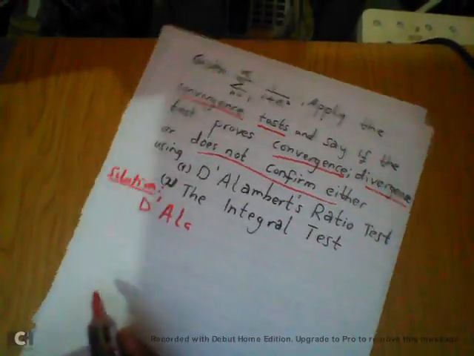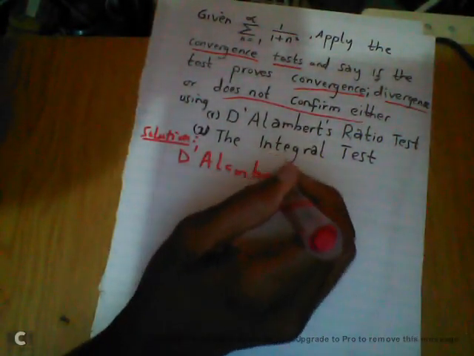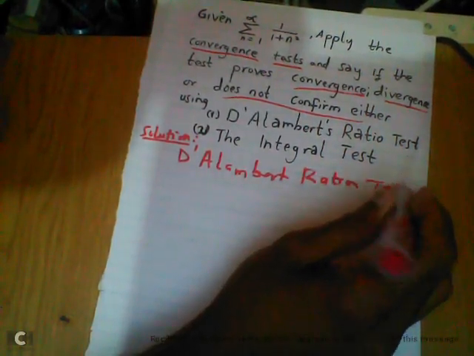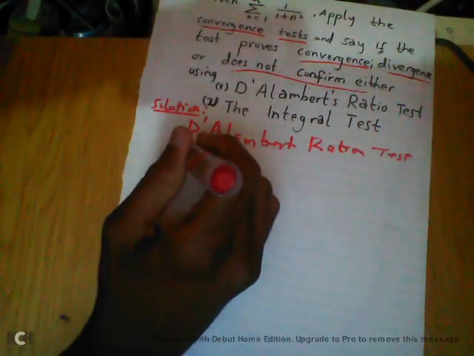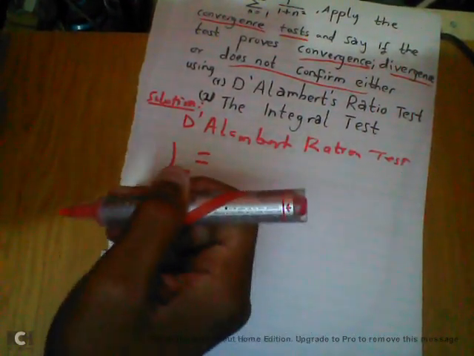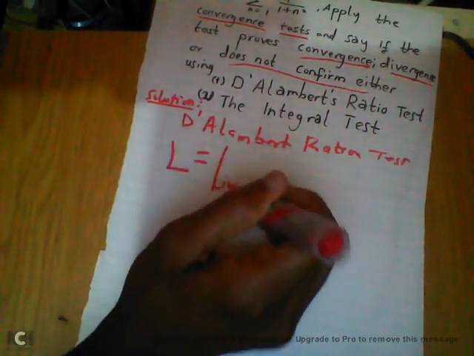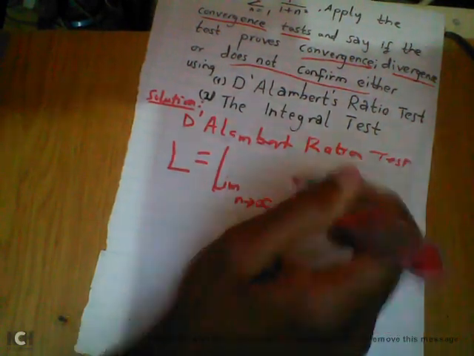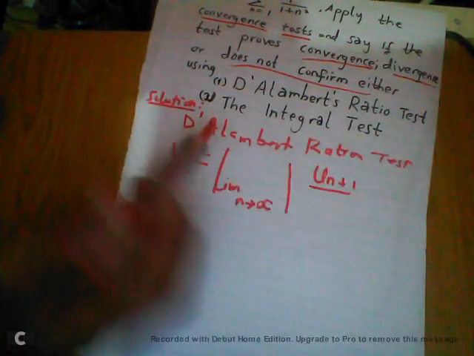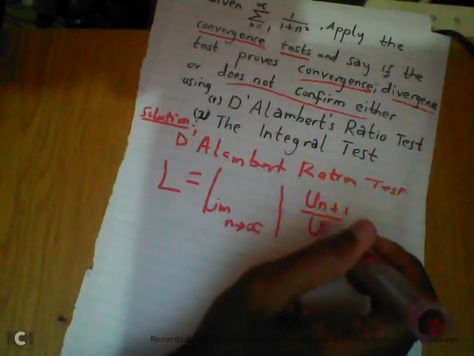I hope everybody can see there. Okay, solution. The ratio test. This is how the ratio test says: L equals, some people say R, some say L, whichever you prefer, the limit as n approaches infinity of u_(n+1) over u_n. Whichever function you have, wherever there's an n, you replace it with n plus 1, and divide by u_n. That's how the ratio test goes.